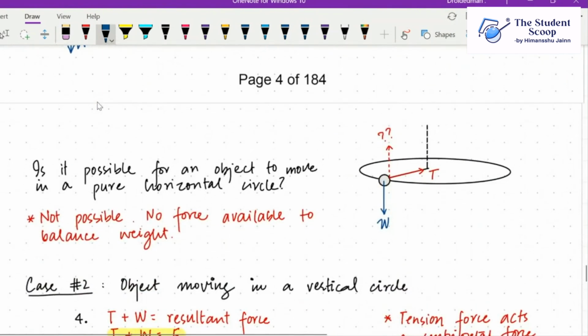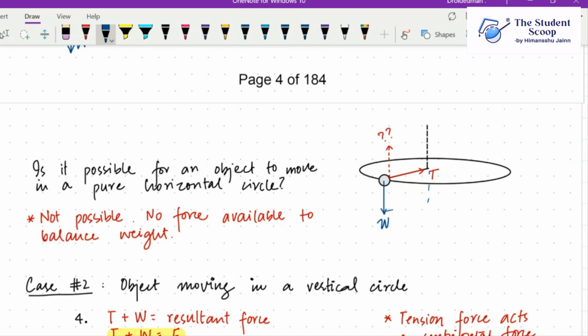Another possibility: is it possible for the object to move in a pure horizontal circle? It is not possible, because obviously there are two forces. So we have to always check this. This is always kind of a question they ask in the exam as well. If you have this kind of a setup, is horizontal circular motion possible? Then you have to say it is not possible, because the resultant of these two forces is like this. So acceleration will be like this. If it is not pointing towards the center, then it won't be circular motion anymore. This object will go downwards spirally.